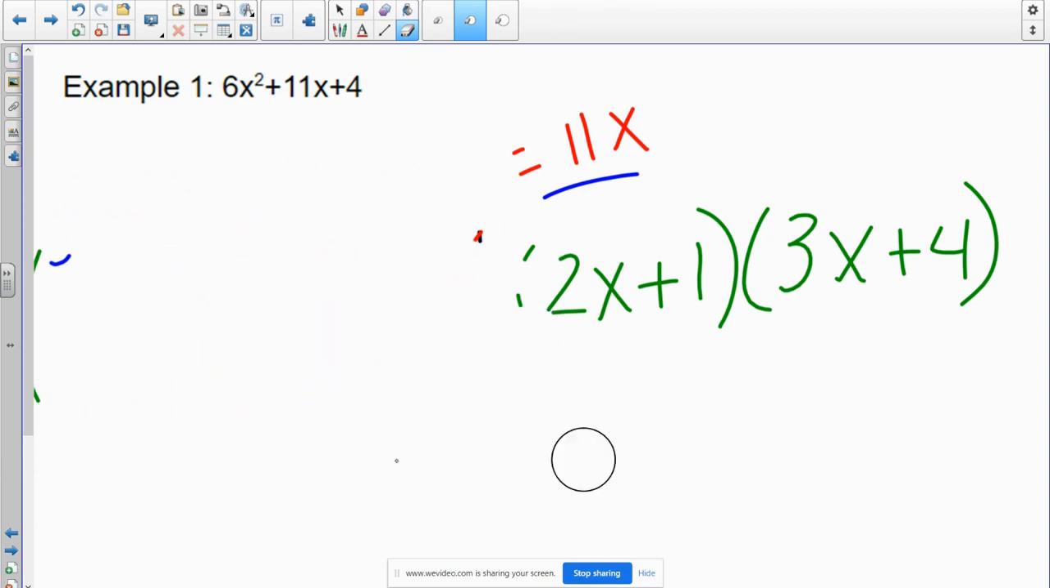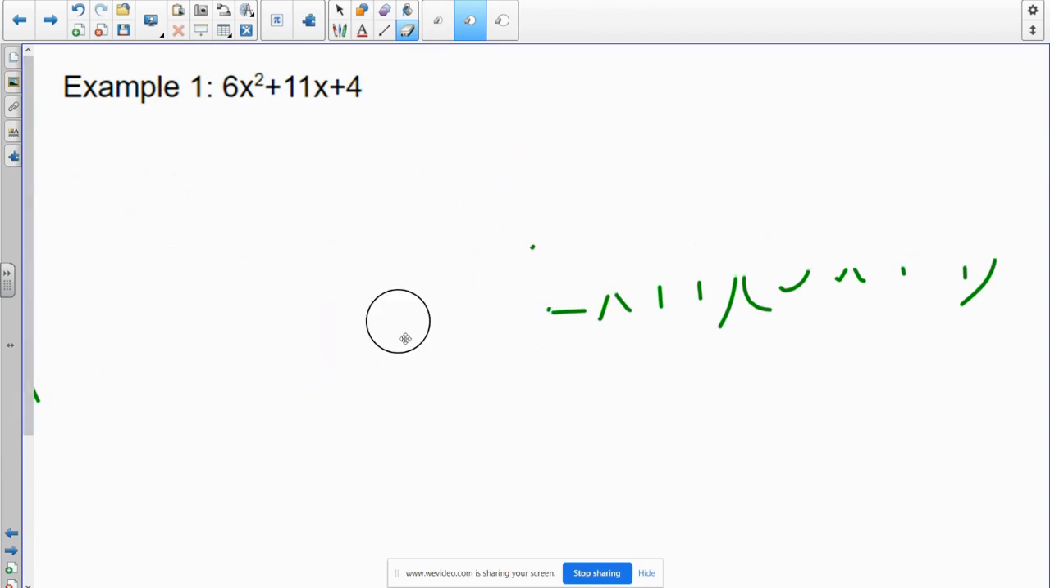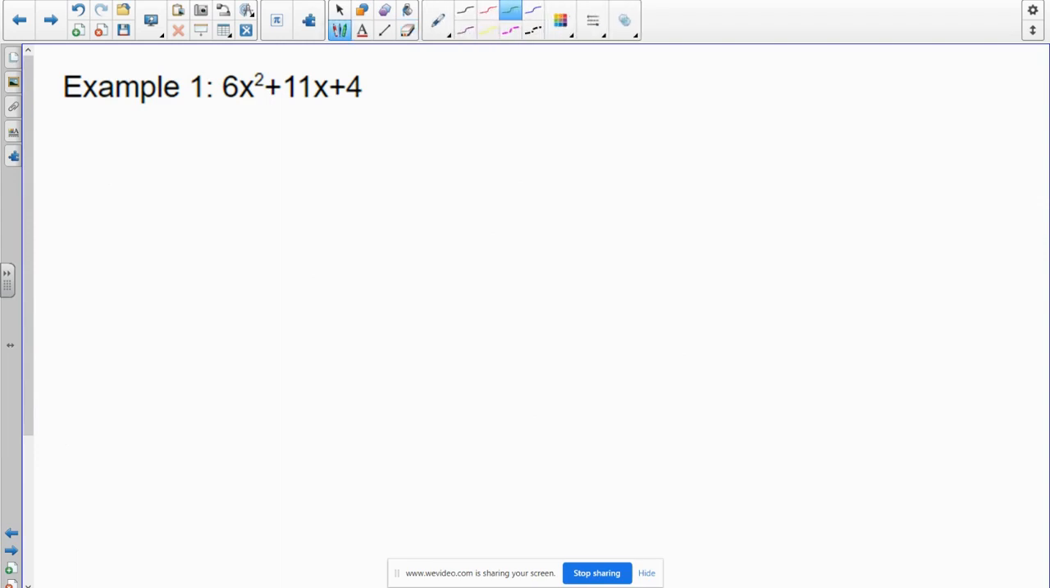Your other option is the grouping. I actually prefer this one because I like to get right down to it and get the right answer, but that's kind of up to you. So here is the grouping.